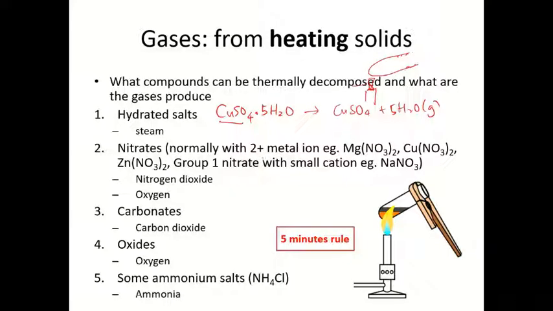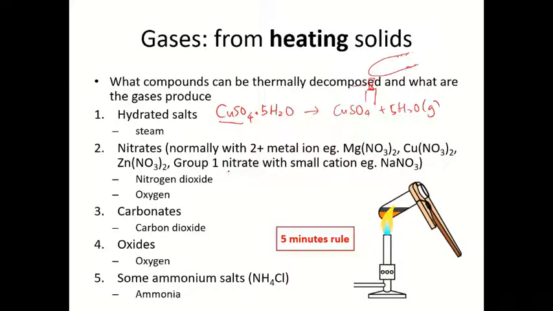Second one, nitrogen dioxide and oxygen, they can be formed from heating nitrates. Group 2 nitrates, magnesium nitrate, other nitrates like copper nitrate, zinc nitrate, normally with a positive 2 metal ion, because they are able to polarize the anion and at the end the nitrates are decomposed to nitrogen dioxide and oxygen. So here, if you're heating a solid which you don't think is a carbonate, oxide or ammonium salt, you might want to test for nitrogen dioxide.